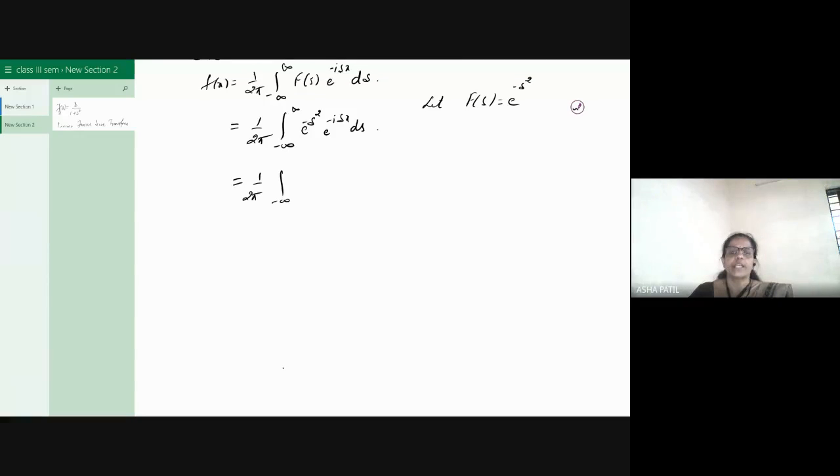1 by 2 pi integration from minus infinity to plus infinity. Bases are same. We'll add the parameters. S square. Let me keep minus also outside. Plus isx ds. How to integrate this? In the given form, it cannot be integrated. What should be done?